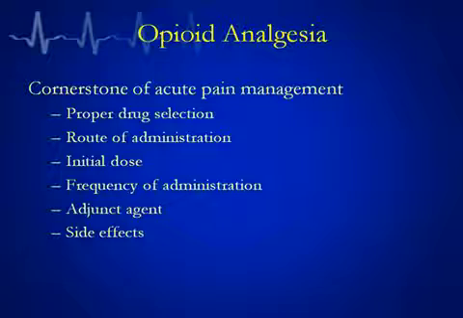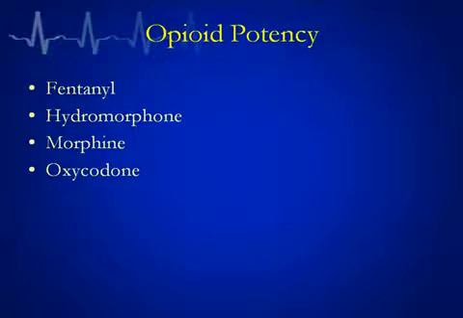The opiates, okay, this is really the cornerstone of acute pain management. Real important to look at proper drug selection. You go from your really fancy, potent ones down to some of the less potent ones. We'll talk about that on the next slide. Route of administration is real important. You have a lot of alternatives available to you, and we'll talk about that. Initial dosing is important. Once again, with older patients, start low and go slow, and reassess. You can increase your frequency. We'll talk about adjunctive agents as well as some of the side effects.